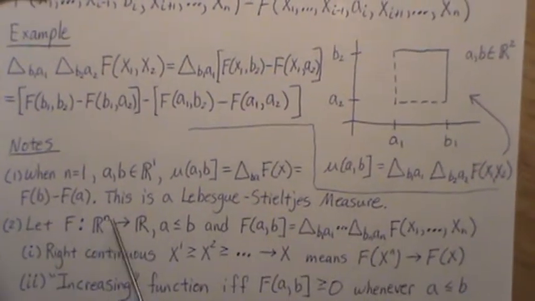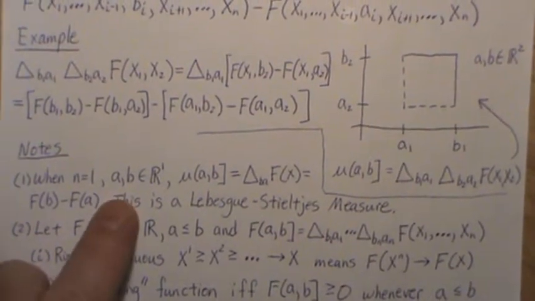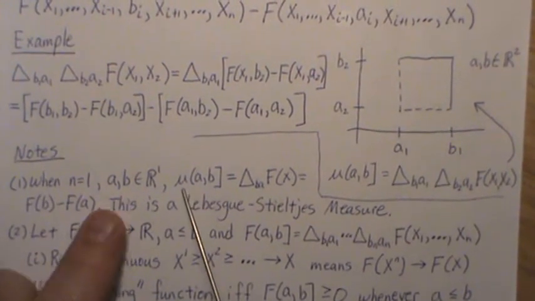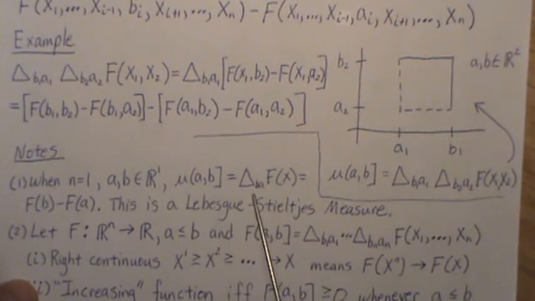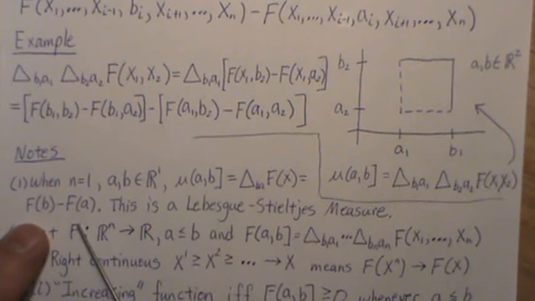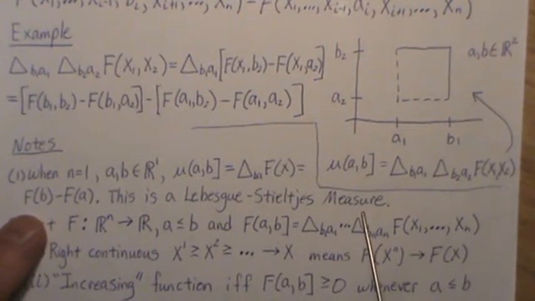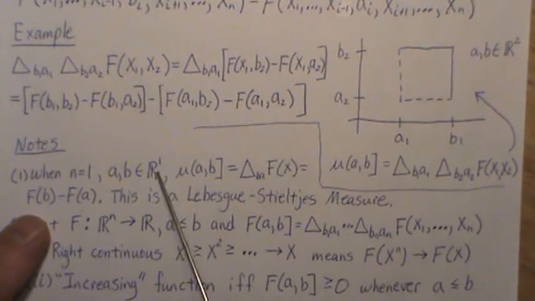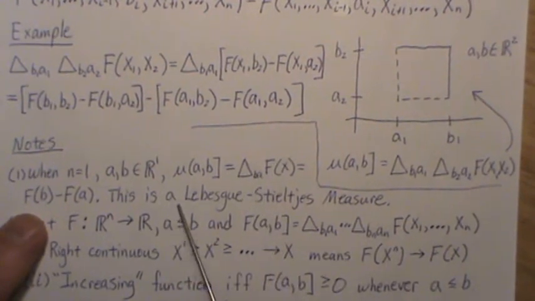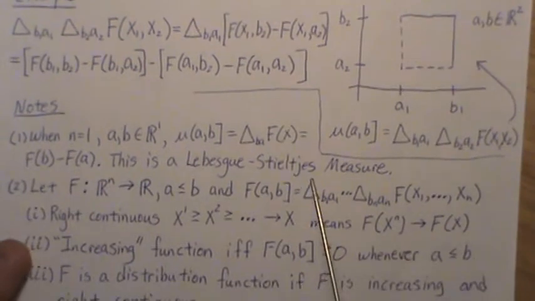So a few notes: when n is equal to 1, so a and b are part of the reals, then this mu of (a, b], which is just delta of b, a of F of x, is F of b minus F of a, which is the Lebesgue-Stieltjes measure. So in 1 space, or in the reals, this difference operator produces the Lebesgue-Stieltjes measure.